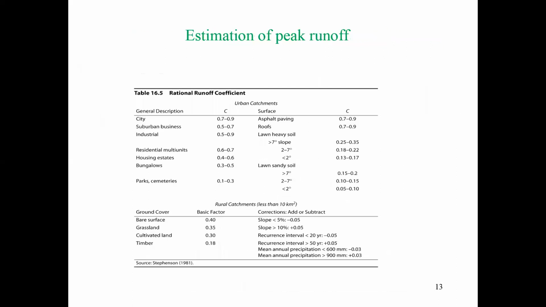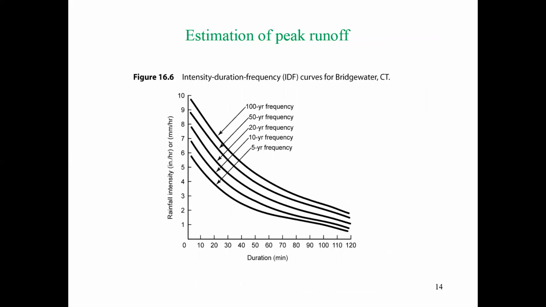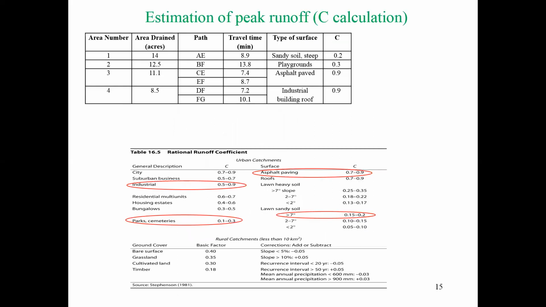For the rational method, we already know the equation is Q = CIA. For C, we will use this table, for I, we will use this IDF curve, and for A, that is already given, so we can find A from there. So let's start to solve this problem. Estimation of peak runoff. The first one is sandy soil, steep.